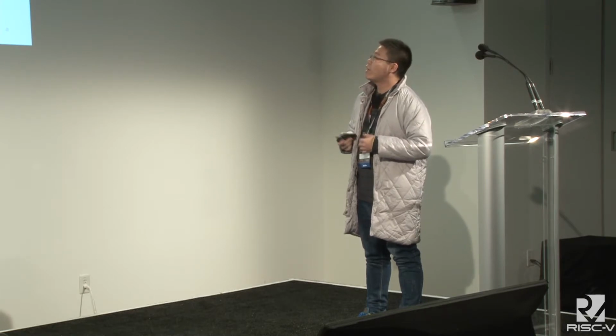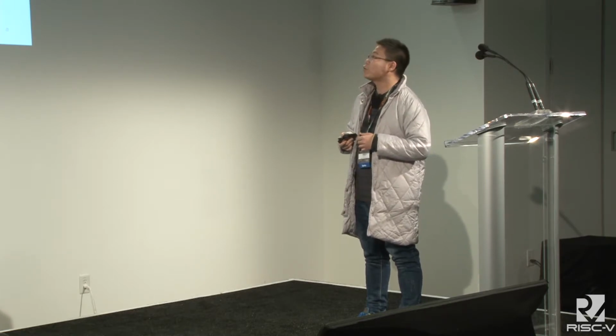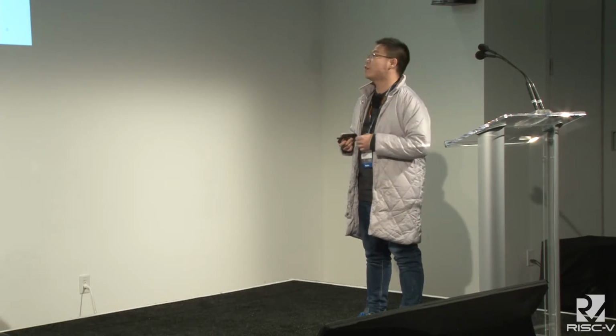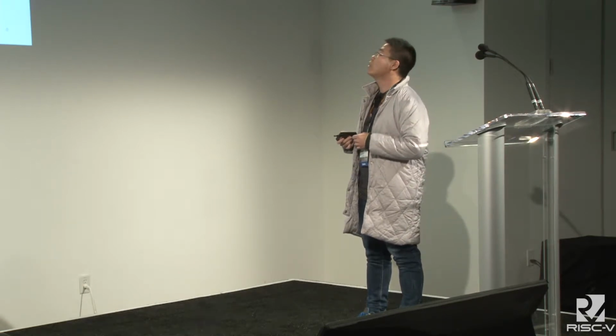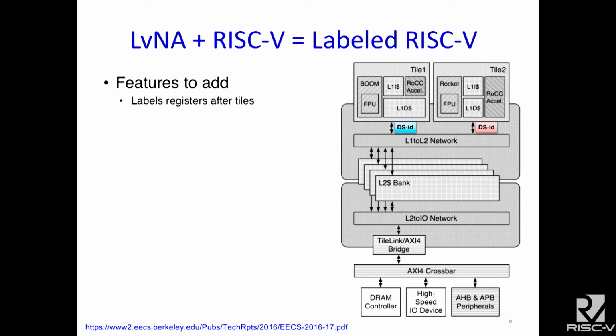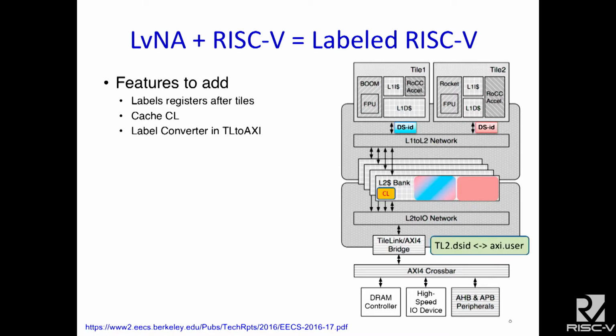So we give a brief introduction about how to reconstruct the Rocket Chip project into a labeled architecture. First, we add the label registers to each tile. This is achieved by adding a new member, DSID, into the bundle definition of TileLink. After that, the label will be propagated in the whole TileLink network. We can also add a control logic to the shared cache to perform a way partition.